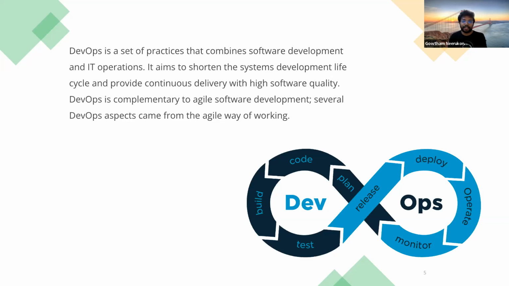Now, when it comes to the entire DevOps implementation, there are multiple stages: planning, coding, building, testing, releasing it, deploying it, operating it, and monitoring it.